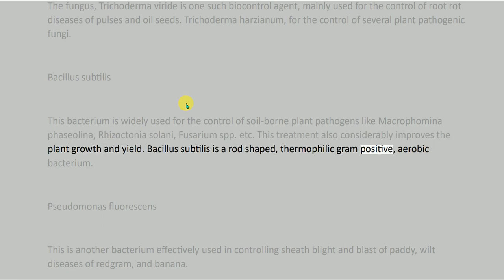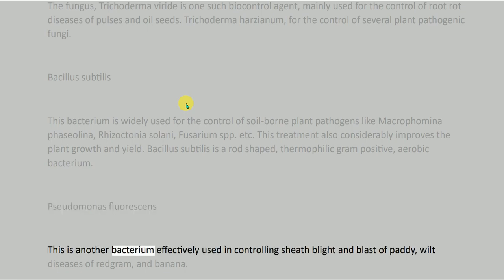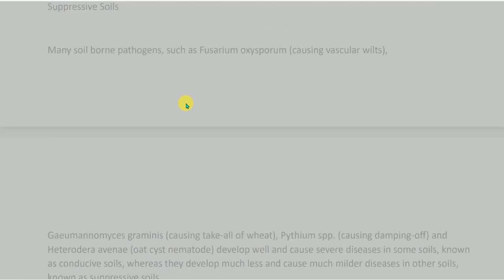Pseudomonas fluorescens. This is another bacterium effectively used in controlling sheath blight and blast of paddy, and wilt diseases of ridge gourd and banana. Suppressive soils. Many soil-borne pathogens, such as Fusarium oxysporum, causing vascular wilts, Gaeumannomyces graminis, causing take-all of wheat, Pythium spp., causing damping off, and Heterodera avenae, oat cyst nematode, develop well and cause severe diseases in some soils, known as conducive soils, whereas they develop much less and cause much milder diseases in other soils, known as suppressive soils.